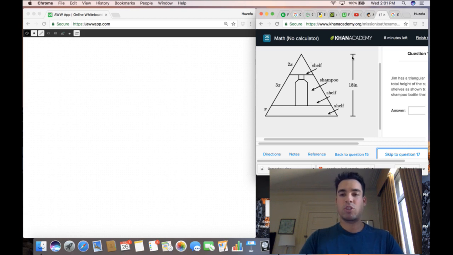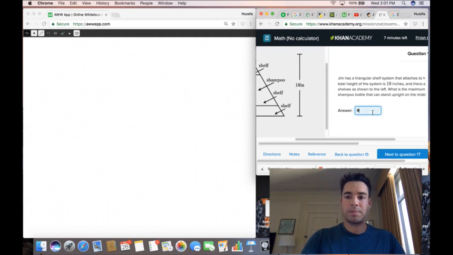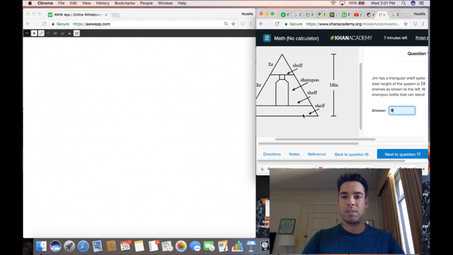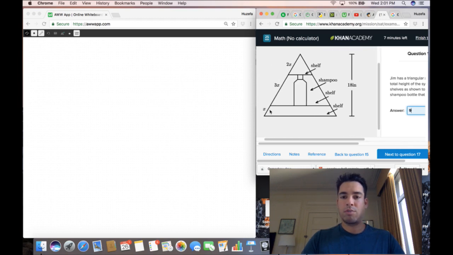And this is going to be proportionate to the height, which means that this is going to be 1/6, this is going to be 3/6, this is going to be 2/6. So 3/6 is the same as 1/2, which means it's 1/2 of 18, which should be 9 inches. Let me just double check. I believe that's right. Yeah, that makes sense, because this is 3 inches, this is 9 inches, and this is 6.